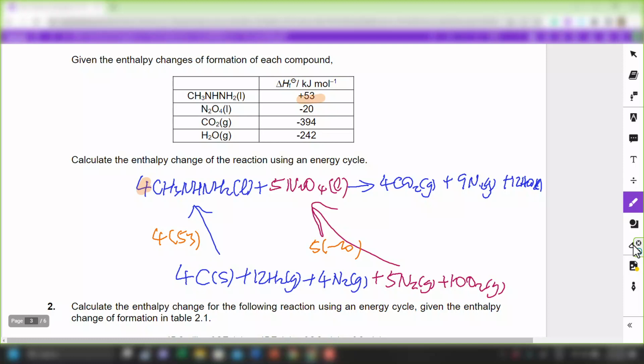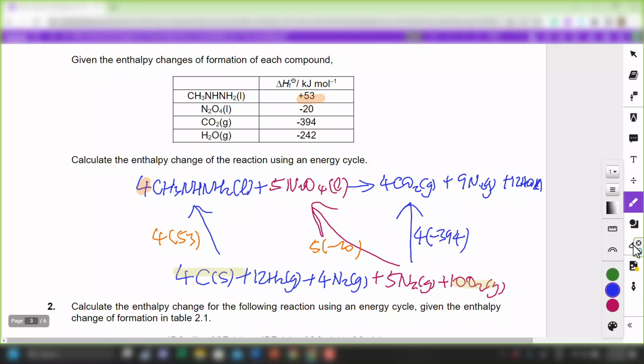So we have 4 CO2. Where do we get the 4 CO2? I'm going to highlight. The 4C is here, and I'm going to get 4 O2s from here. Out of the 10 O2, I'm going to get 4 of it. So over here I'm defining 4 multiplied by minus 394.